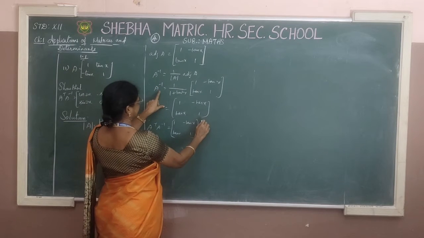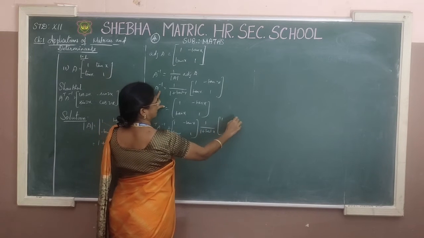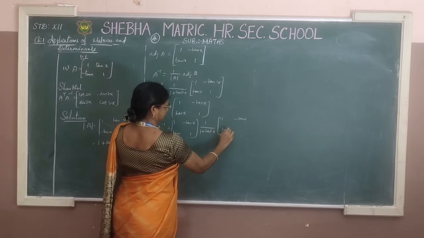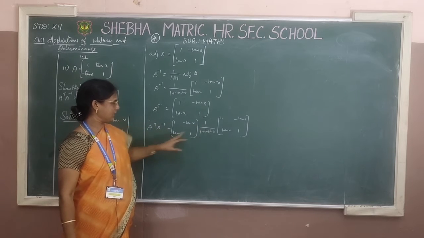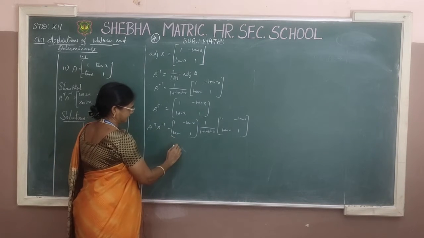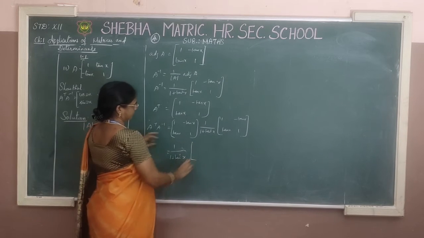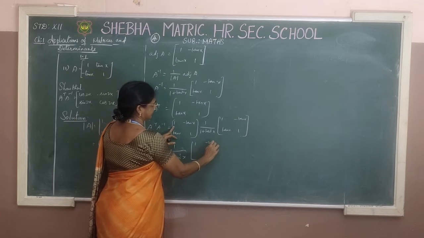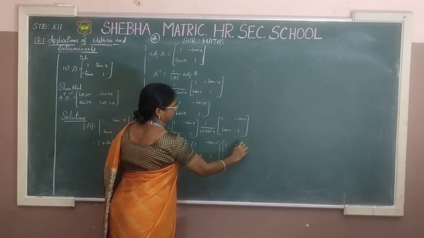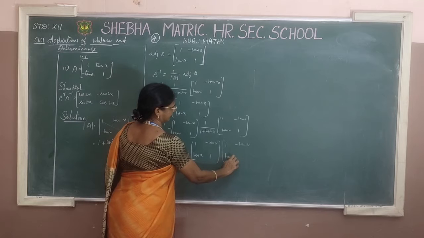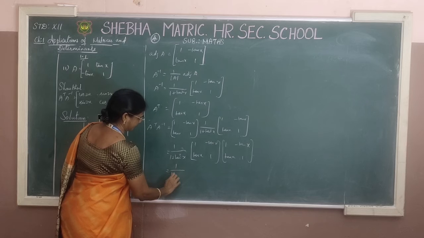We substitute here 1 by 1 plus tan square x, and then 1 minus tan x, tan x 1. You take this 1 by 1 plus tan square x in front of these two matrices. We get 1 by 1 plus tan square x, and then write 1 minus tan x, tan x 1, into 1 minus tan x, tan x 1. Now multiply these two matrices.